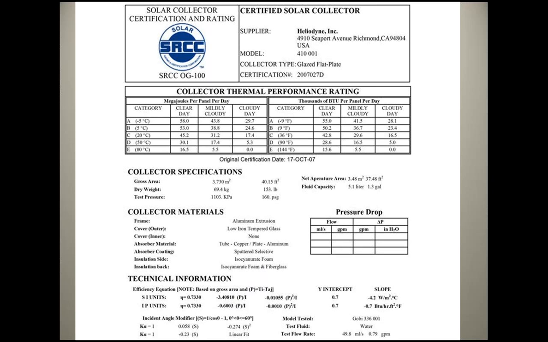So this is done for every collector, I think, that's out there. There's this huge body of information of all these collectors, and everybody goes through the same place. It's a place in Florida. I won't go through all the technical details of it, but it's basically an independent testing lab that tests collectors.